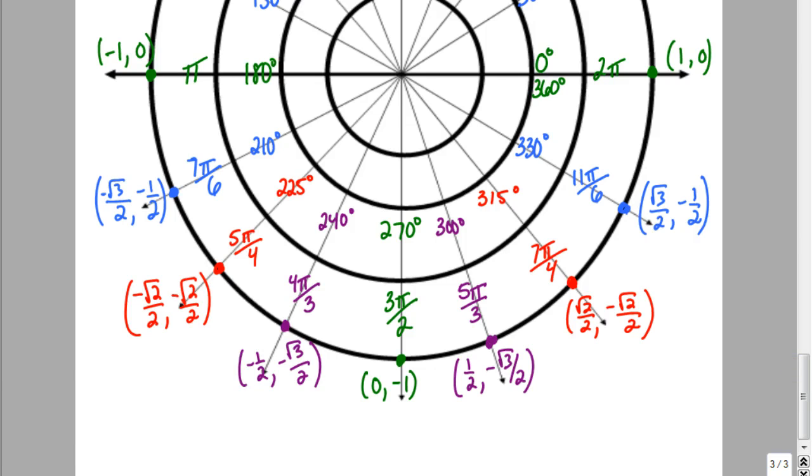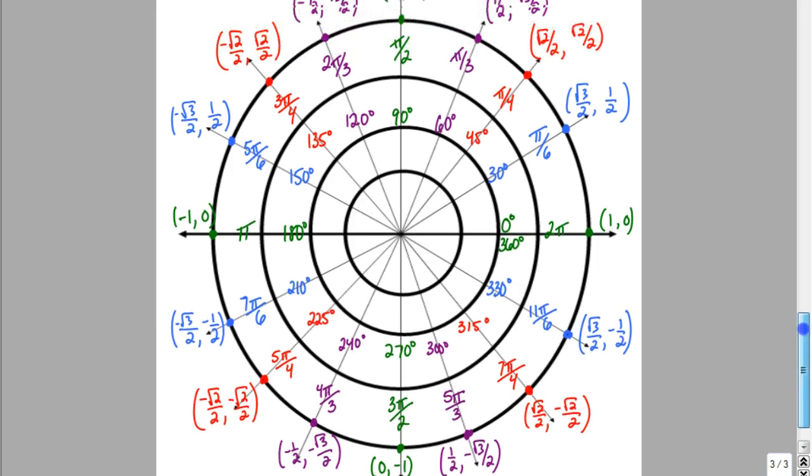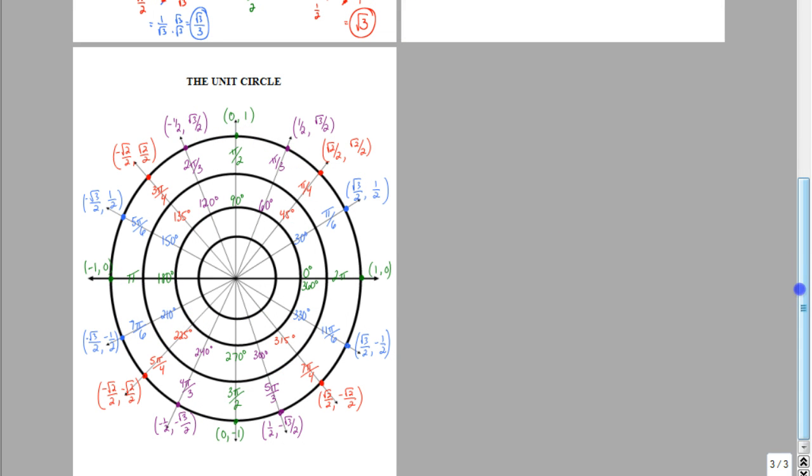And here's the rest of it. Or we can view the whole thing. Make this a little smaller, I guess. There we go. So there you can see the whole thing, so we can see how everything is related to each other. So make sure that you have these memorized.